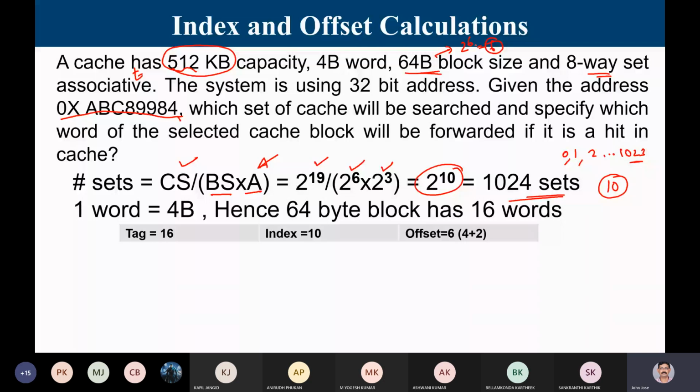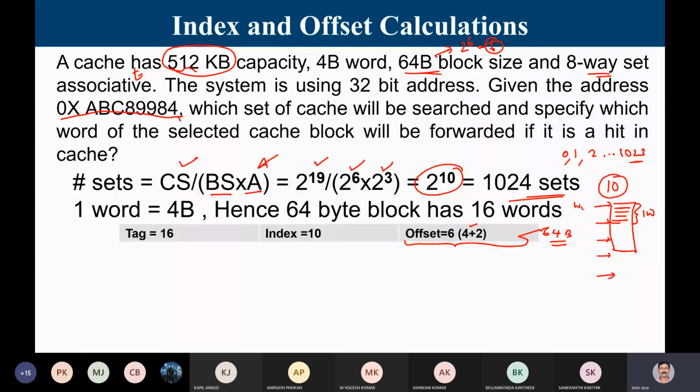Now in the offset, each cache line has 64 bytes. Main memory is organized as bytes, and let's say 4 bytes together make one word. So if I have a total of 64 bytes, how many words are there? I have 16 words. At regular intervals of 4 bytes, a new word starts. So you have word 0, word 1, word 2, like that.